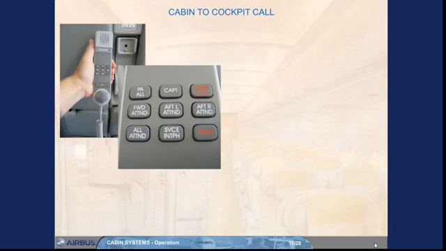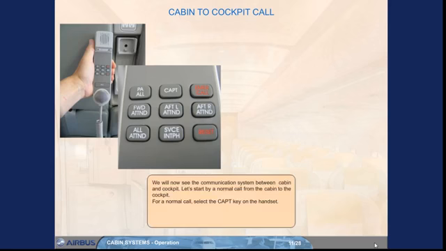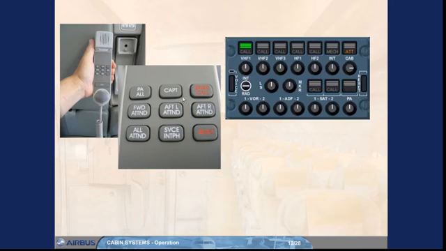We will now see the communication system between cabin and cockpit. Let's start by a normal call from the cabin to the cockpit. For a normal call, select the captain key on the handset. Call the cockpit. In the cockpit, a single buzzer sounds, and the amber attendant lights flash on all the audio control panels.